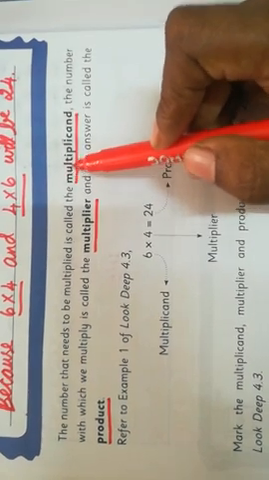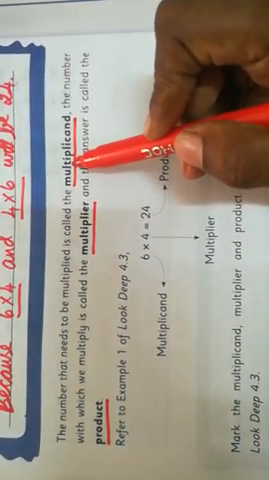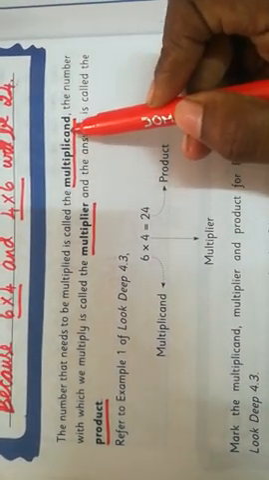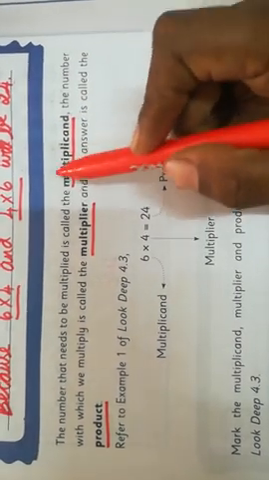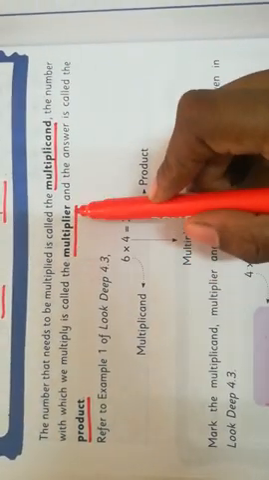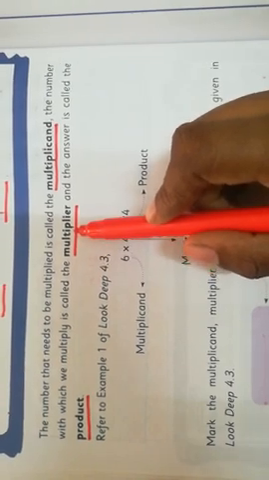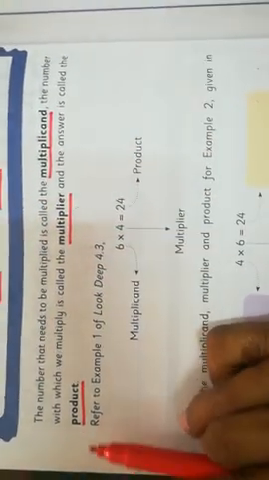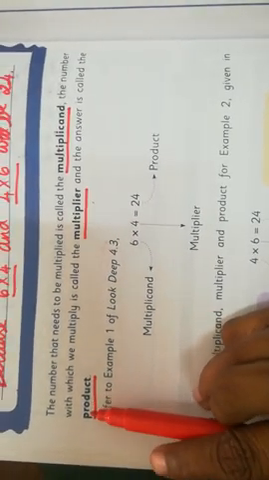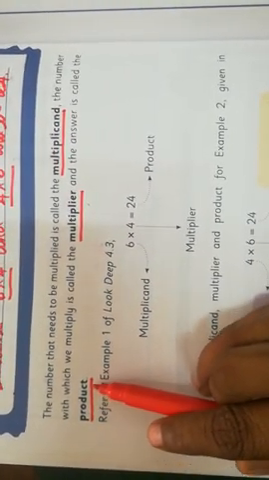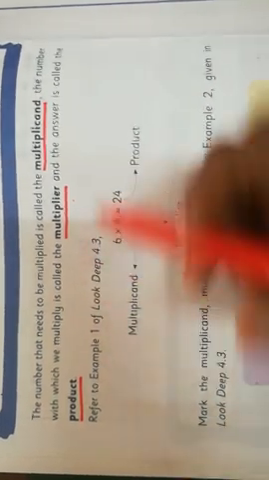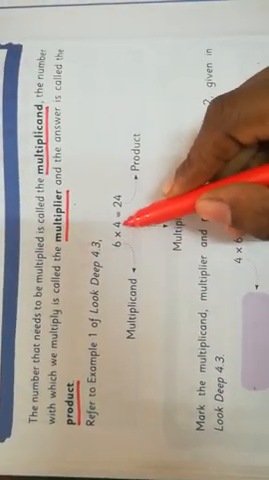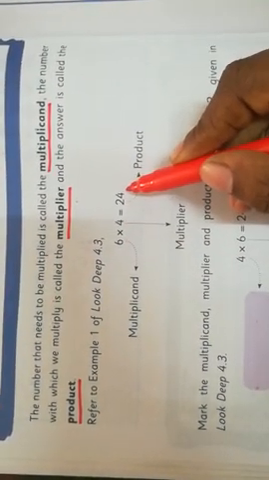The word multiplicand. Then multiplier. The answer will be called the product. For example, it's given as 6 into 4 equal to 24.